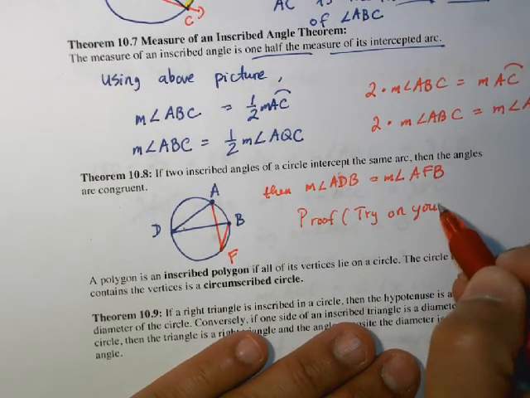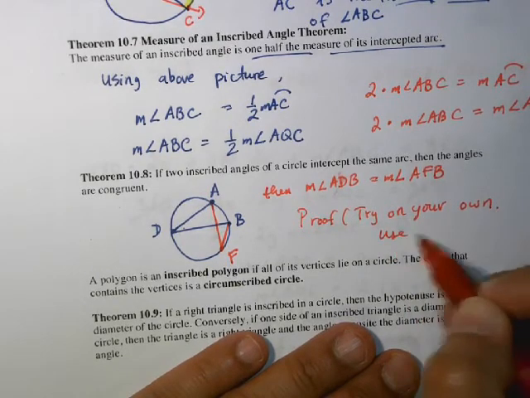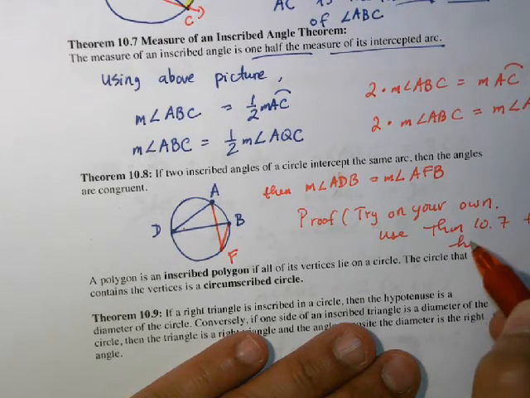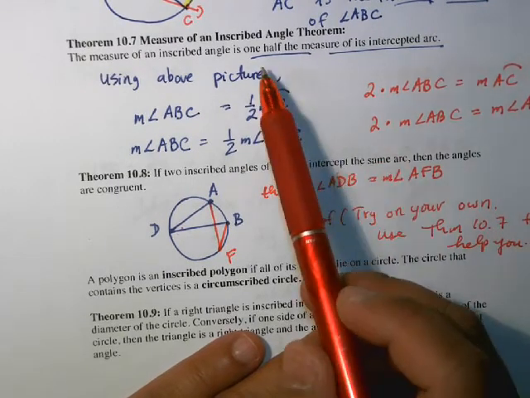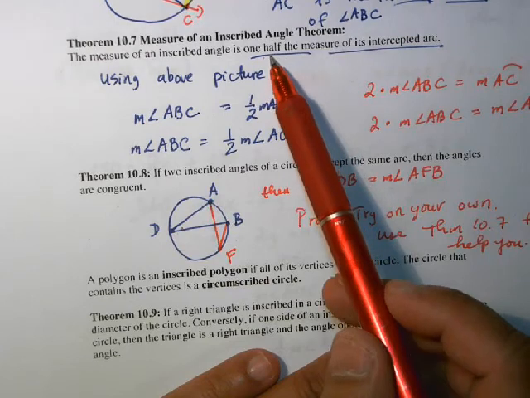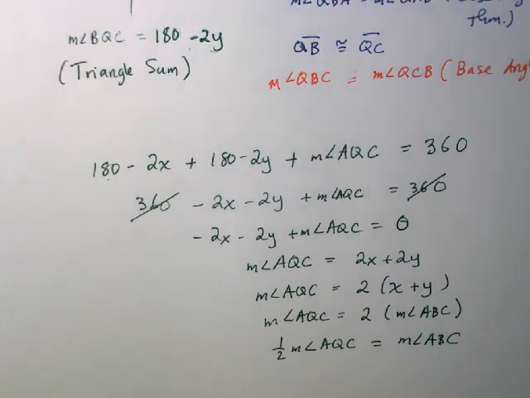This proof I am going to ask you to try on your own. And a brief hint, use Theorem 10.7 to help you. Okay. Don't try to do this proof some new way, just use an existing theorem to help you. And in fact, Theorem 10.7 is going to be very useful as we work through some of these other proofs and some of the problems on the next section here.